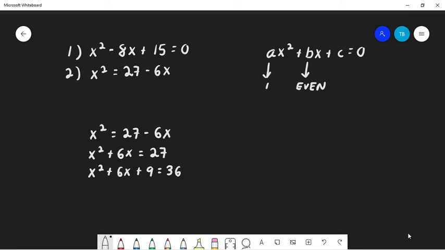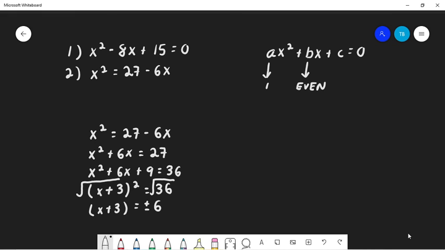Alrighty? Then we write the perfect square trinomial as the square of a binomial. So we can condense that into x, and then in this case it would be plus. And then we take the coefficient of the linear term again, 6, divide by 2, and that would be 3. And then we just raise that to the second power. And that's still going to be equal to 36. Right? Then we take the square root of both sides of the equation. So the square root of x plus 3 squared would just be x plus 3. And the square root of 36 would be positive 6 and negative 6.